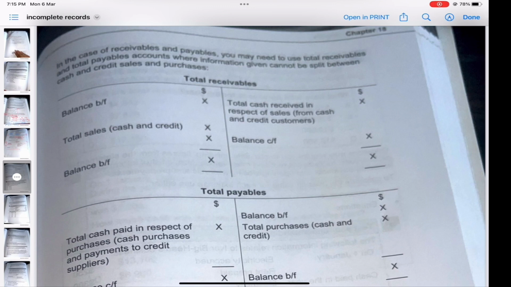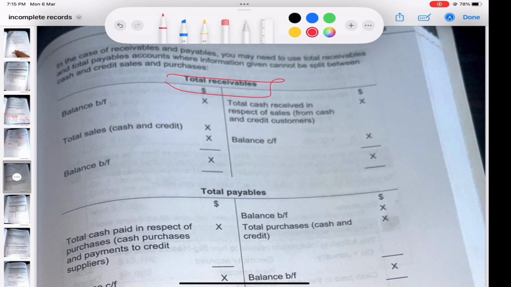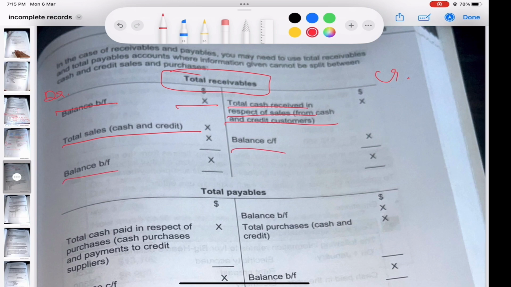So what all I have discussed so far, these are the methods which I'm using in my questions. So we have total receivables, we have the debit side and the credit side. Balance of receivables is debit. Okay. So this is a receivables account, but you can solve the questions using the receivables ledger control account. And just know that only credit transactions are always noted in this and not cash transactions.